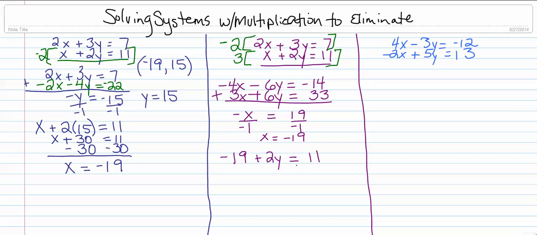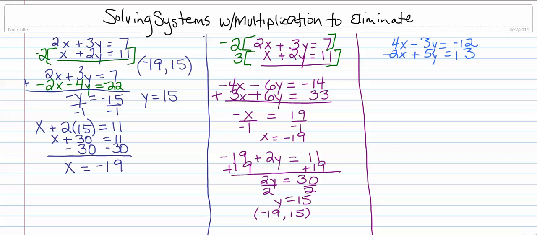So now I have negative 19 in place of the x, plus 2y equals 11. I want to get y by itself, so I'm going to add 19 to both sides. I have 2 times y equals 30. And to find out what I can multiply by 2 to get 30, I'm just going to undo the multiplication and use division and find out that y is 15. So my solution is negative 19, 15. The same thing we got the first time we solved it, but just using a different first step.